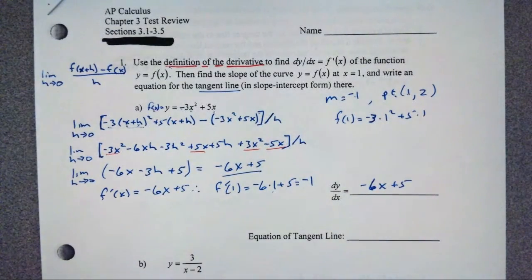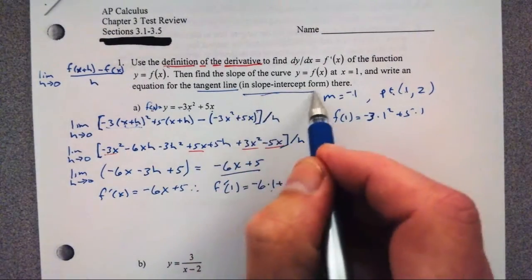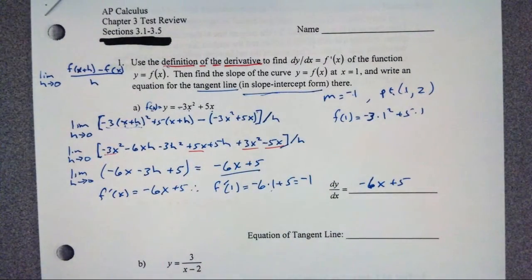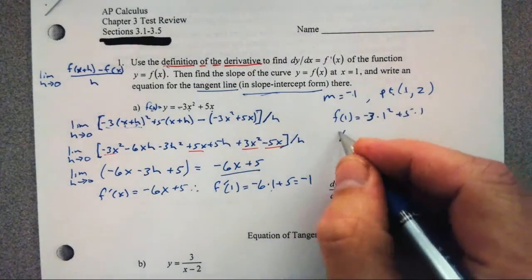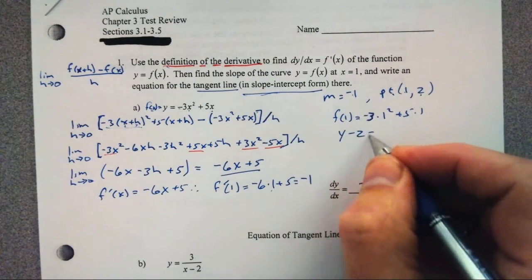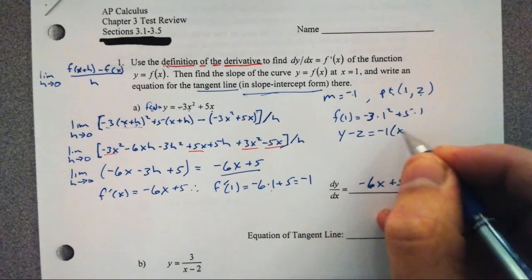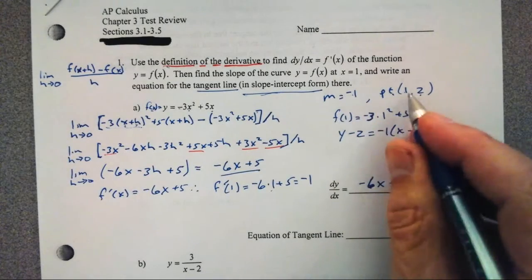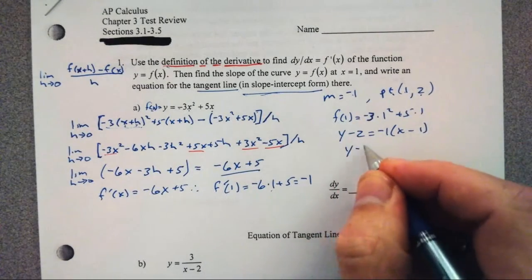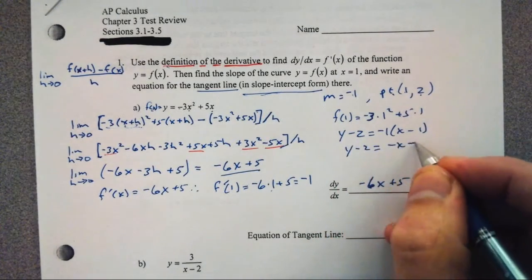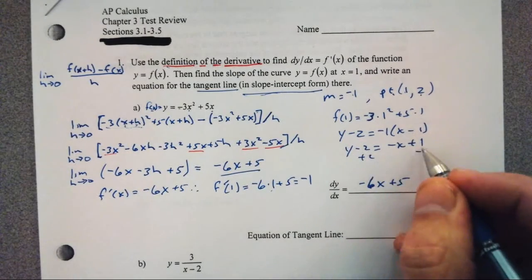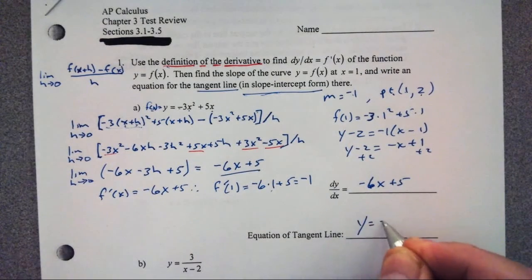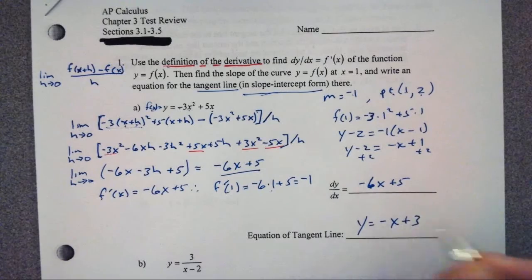So my equation of the tangent line, asked for in slope-intercept form. I'm going to go point-slope form. y minus the y coordinate, 2, equals slope, negative 1, times x minus the x coordinate, 1, or y minus 2 equals negative x plus 1. Add 2 to both sides, I get y equals negative x plus 3.